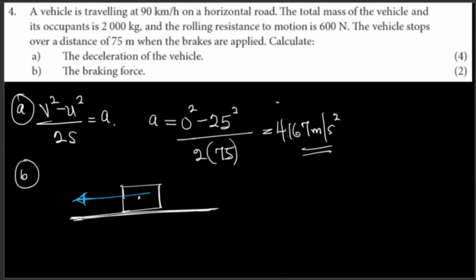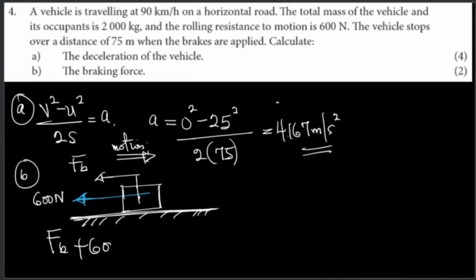This is rolling resistance to motion. Let's assume this is the direction of motion. We have that opposing 600 Newton, and then we are to determine the braking force. What did you get as your braking force? You can generate an equation here. Braking force plus 600 equals ma.